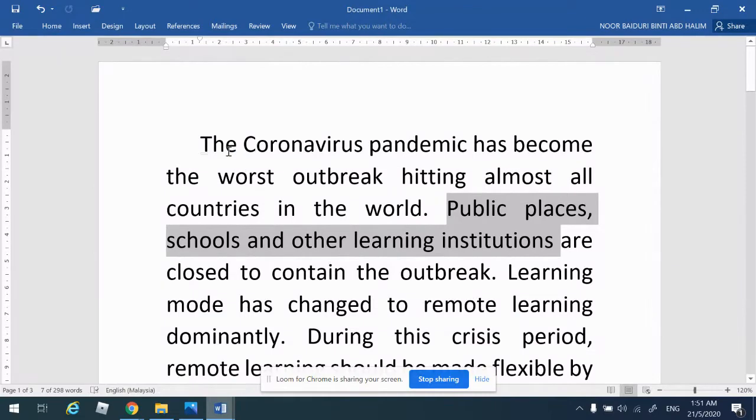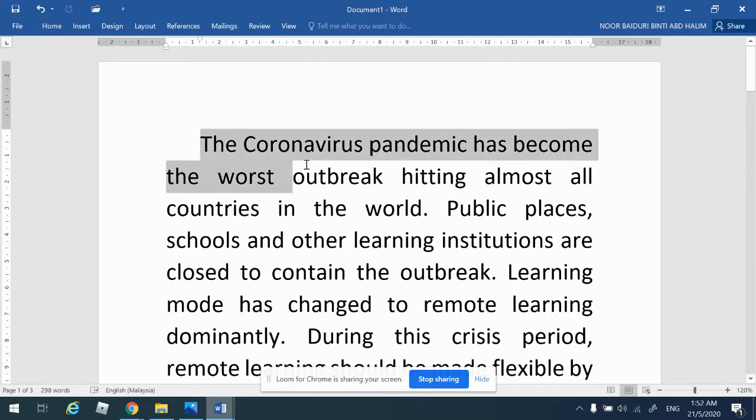Now, this is my sample essay. First one is my hook. My hook is where I try to make people interested to read my essay further. I talk about the current issue. I talk about a shocking statement: Coronavirus becoming the worst outbreak, hitting almost all countries in the world. This is a shocking statement, right? If you have a quotation or statistics, you can use them. Refer to the guide on hooks. What are the types of hooks?